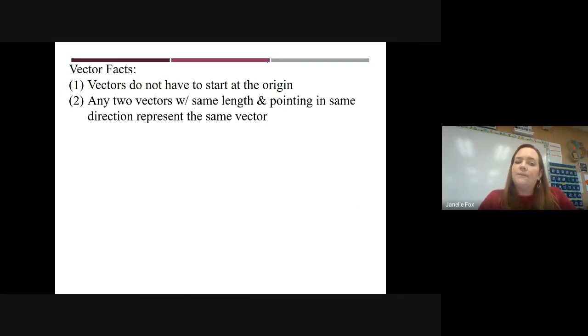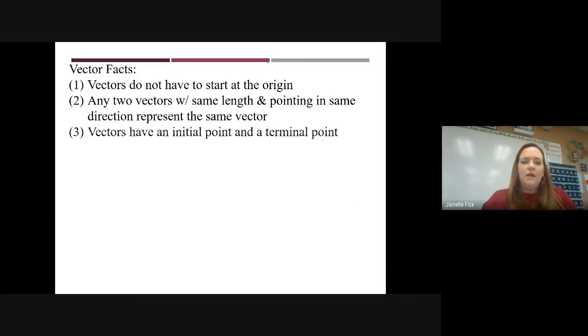Any two vectors with the same length and pointing in the same direction represent the same vector. So this goes back to point number 1. You can take your vector and push it wherever you want to put it. It doesn't really matter. If they're the same length and at the same angle, then obviously it's the same vector.